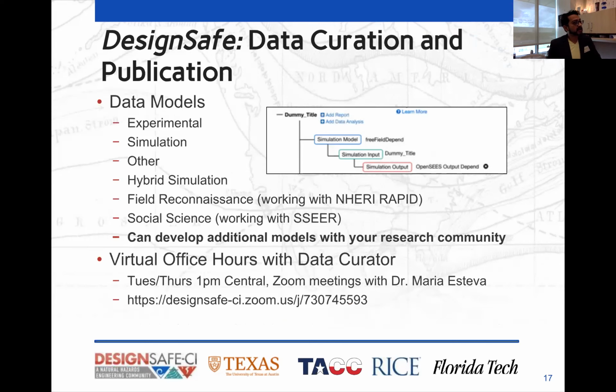So the data model allows for experimental simulation, hybrid simulation, others, and field reconnaissance work. Like I showed you, we have people going out and doing reconnaissance work for Hurricane Florence right now, and the up-and-coming social sciences. What aspect of social science does DesignSafe represent, and how do we represent that? Maria is more than willing to help you out. She has Tuesday and Thursday at 1 p.m. Central Time online Zoom office hours. There's a link to her office hours, and they're also posted on the DesignSafe website. You can go there, ask her questions, and she will help you understand and curate your data. I will say this, there is a process involved. Maria understands that process, so listen to Maria and you will get your data curated in a very simple fashion.